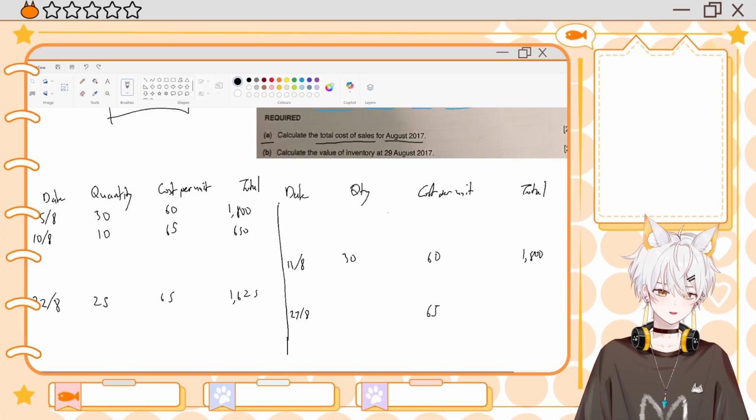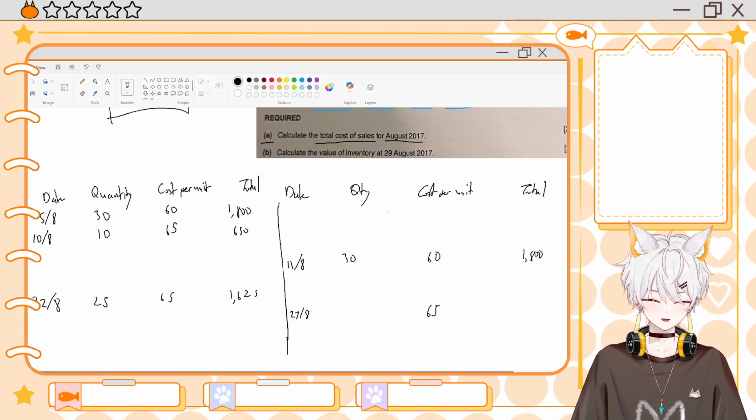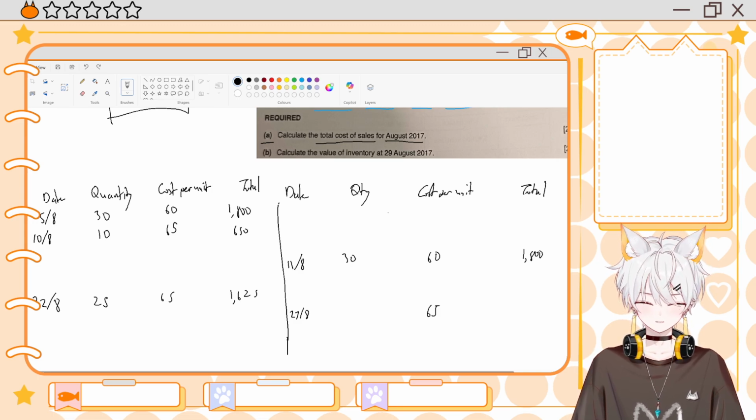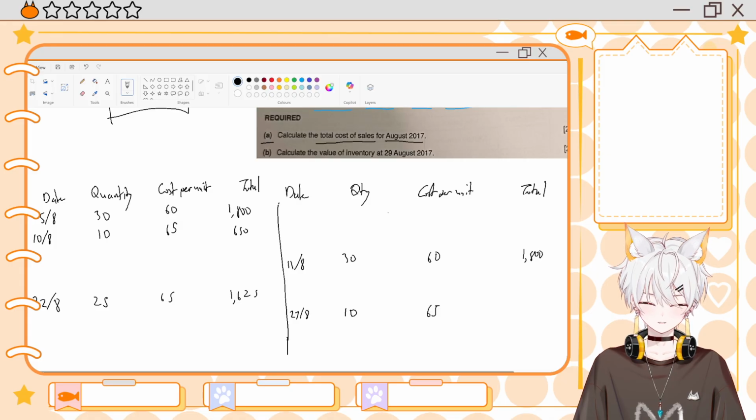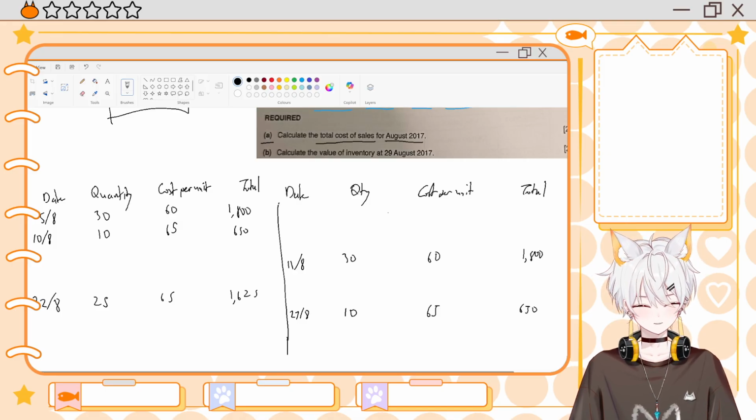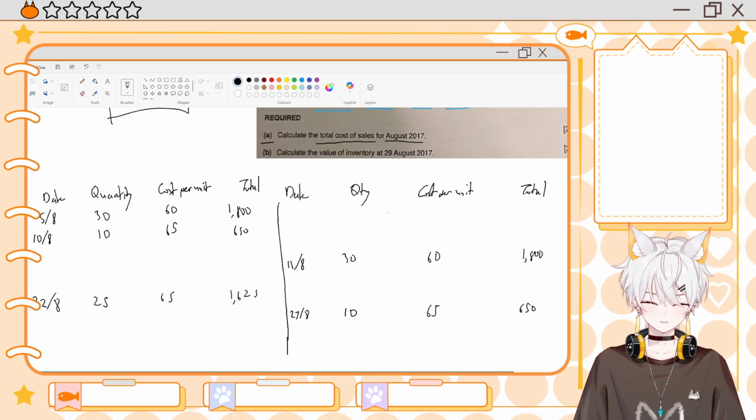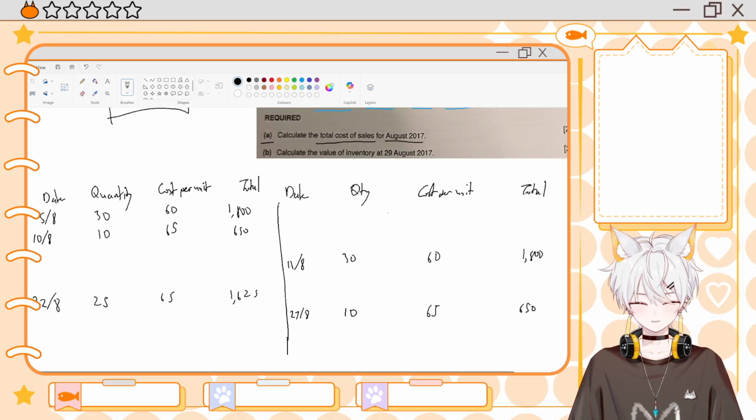For me, I just recompute everything. Okay, no worries. So we sold 10, right? Yep. Then 650. So total of 650, right? Okay. Then, were there any more purchases?